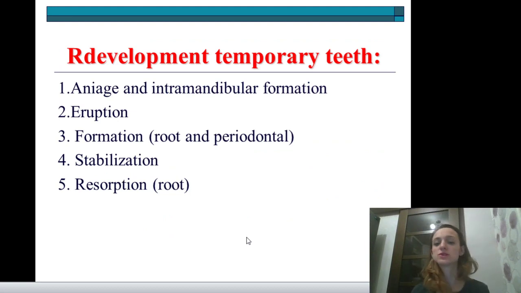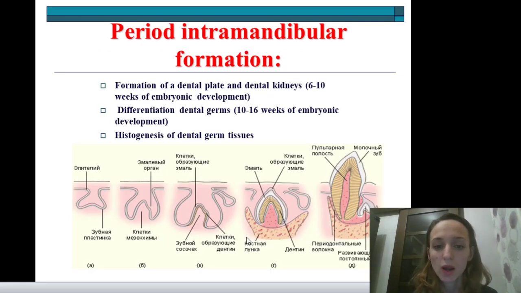So, development of temporary teeth: intramandibular formation, this is the first stage. Next one is eruption, then formation of root and periodontium, stabilization and resorption of root. Period of intramandibular formation. So you can see three periods. It is formation of dental plate and dental buds. It is 6-10 weeks of embryonic development.